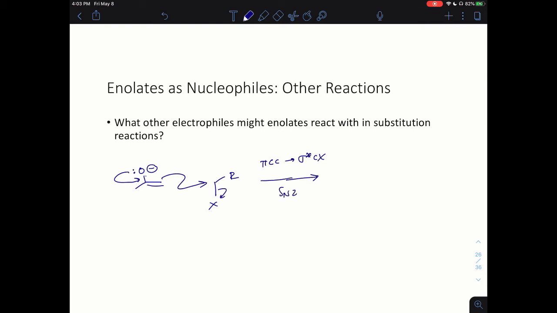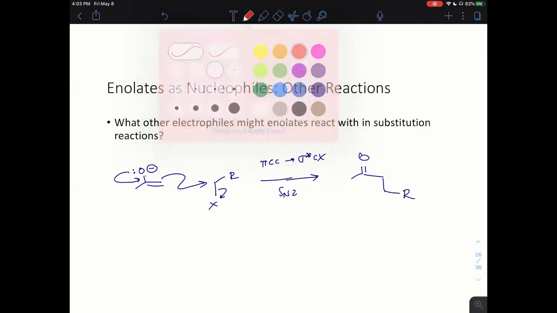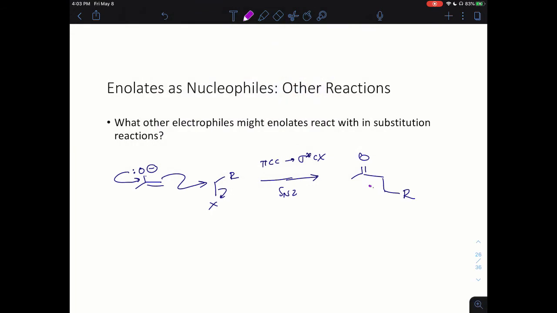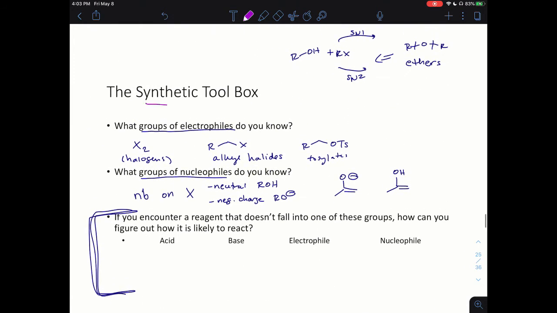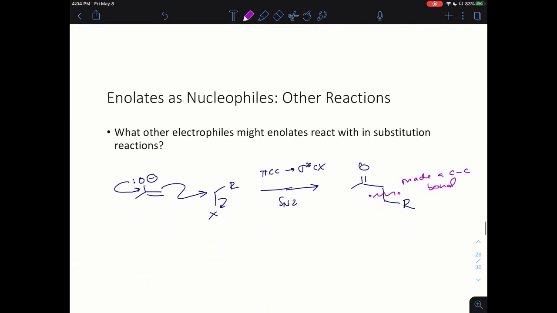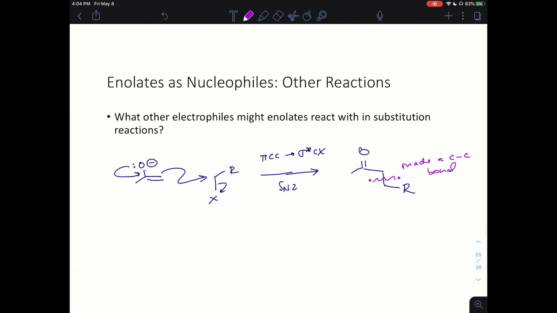And when they react in this SN2 reaction, not only do you reform that strong C=O double bond and get a substitution product, you've made a carbon-carbon bond. When we think about our synthetic toolbox, what types of molecules will we be making? We'll be making molecules with lots of carbon in them, because carbon is the building block of organic compounds. So when you make a carbon-carbon bond, that's a particularly important reaction.